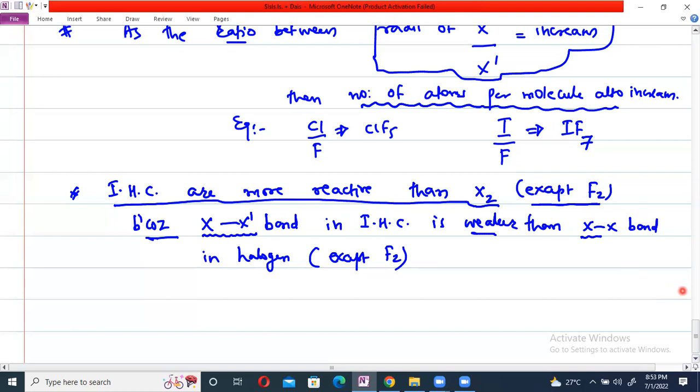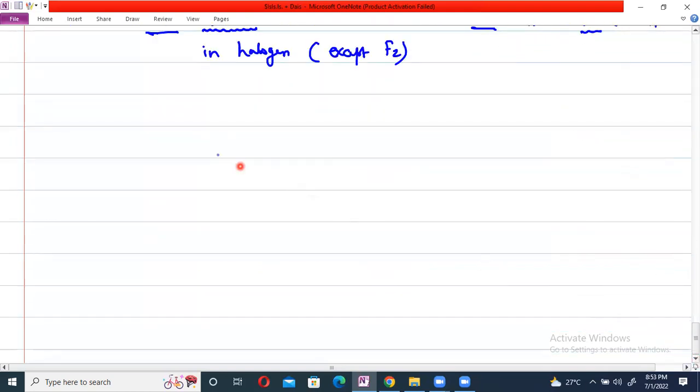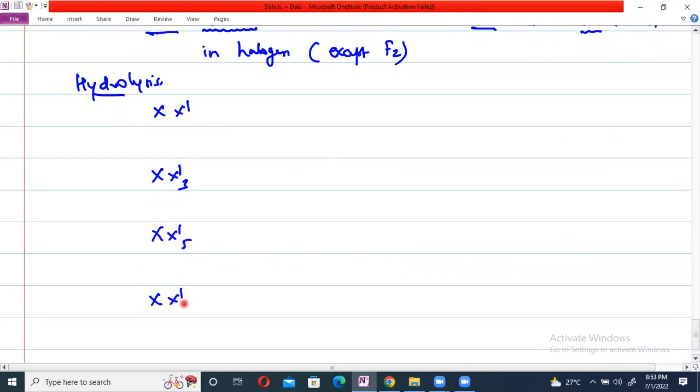Now, all these interhalogen compounds can undergo hydrolysis, and they can form compounds. Let me tell you, beta, what is that? I am having XX', then I will write here XX'3, XX'5, XX'7. They all will undergo hydrolysis, means tendency to react with the water or they can combine with the water.